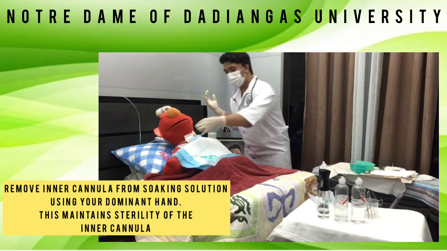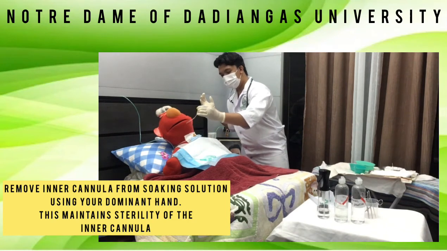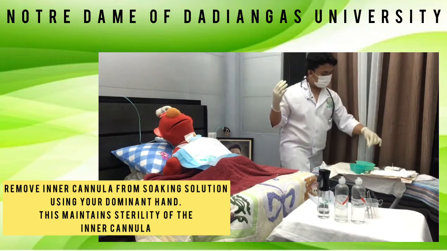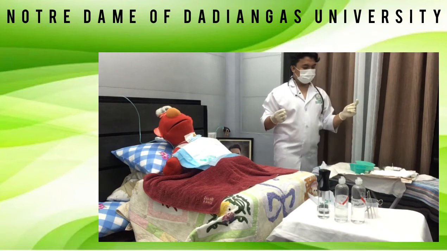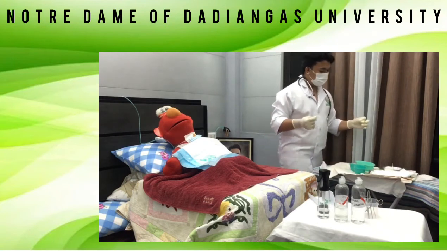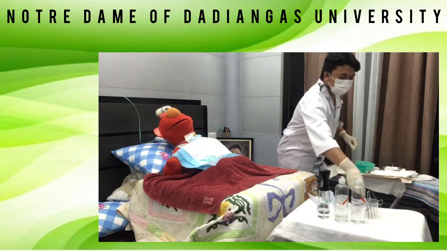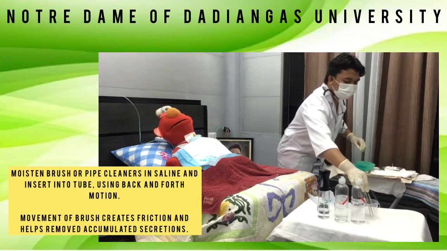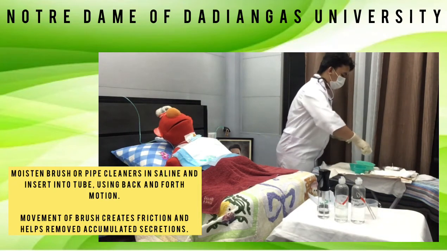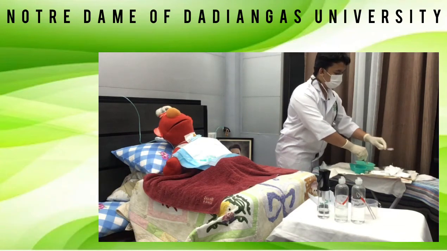Remove the inner cannula from the soaking solution using your dominant hand. This maintains sterility of the inner cannula. Moisten the brush or pipe cleaners in saline and insert into the tube using a back and forth motion. Movement of the brush creates friction and helps remove accumulated secretions.